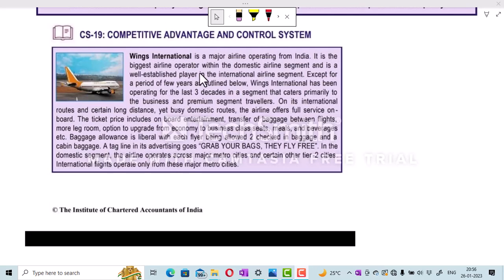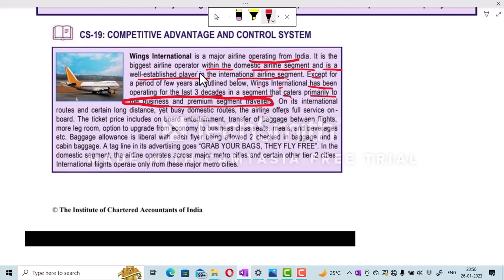Wings International is a major airline operating in India. It is the biggest airline operator within the domestic airline segment and is a well-established player in the international airline segment. Except for a period of a few years as outlined below, Wings International has been operating for the last 3 decades in a segment that caters primarily to business and premium segment travelers. They target maximum premium segment travelers on its international routes and certain long distance yet busy domestic routes.